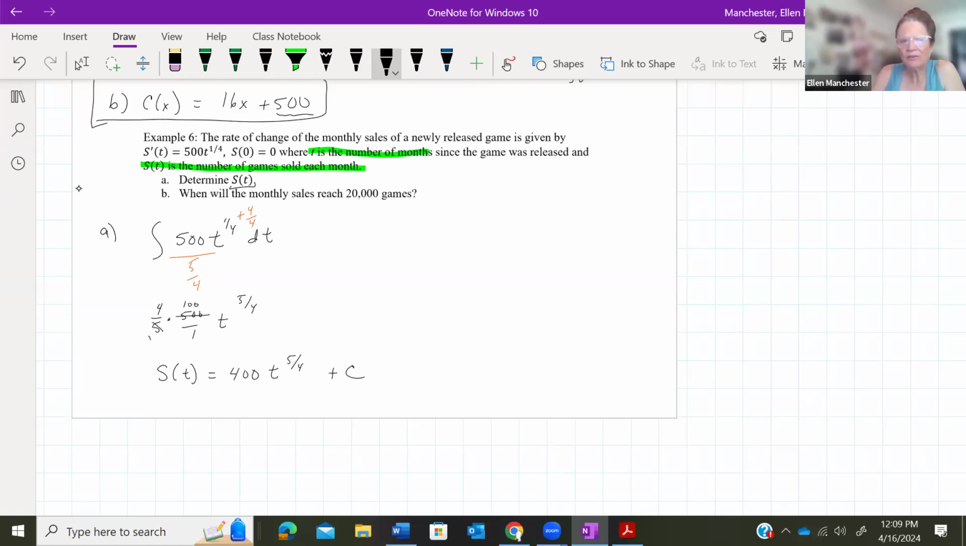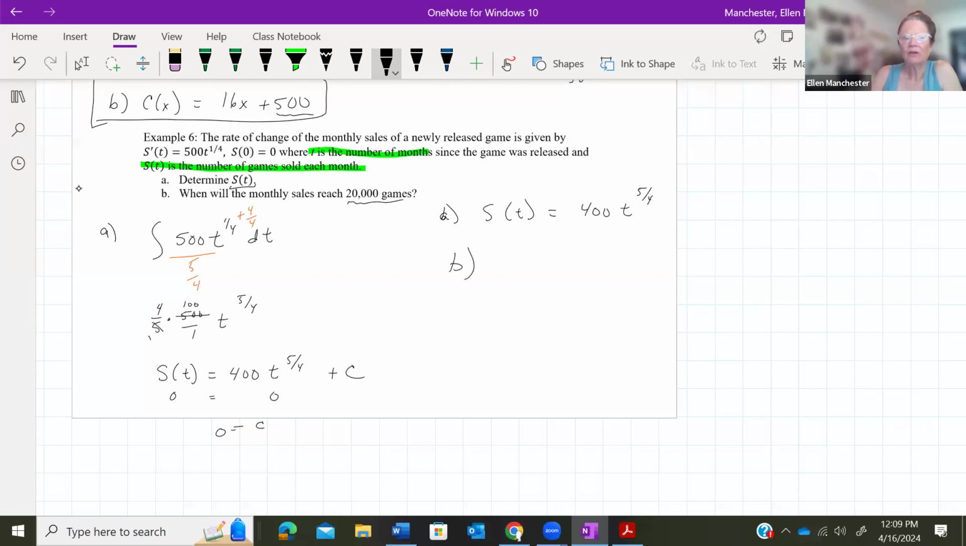Okay, well, this one's easy. When t is 0, my function is 0. So if I plug 0 in here and 0 in here, my cost is 0. So my sales function is 400 t to the 5/4, and no plus c because the c is 0. So it just drops off. Okay, so this is where knowing what your variables mean matters.